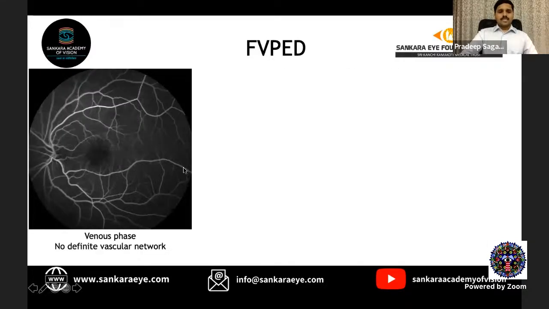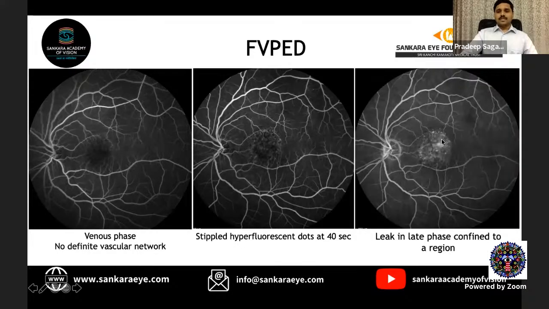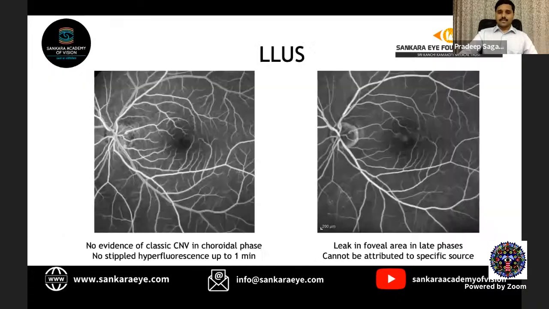So in this patient, we can see that in the venous phase of the angiogram, there are not much findings. There is no definite vascular network, but at 40 seconds, we see that there is presence of stippled hyperfluorescent dots confined to the foveal and perifoveal area. And in the late phase, we can see that there is increase in intensity and size of hyperfluorescence around these dots, indicative of a fibrovascular pigment epithelial detachment. It's again an occult CNV with no classic.